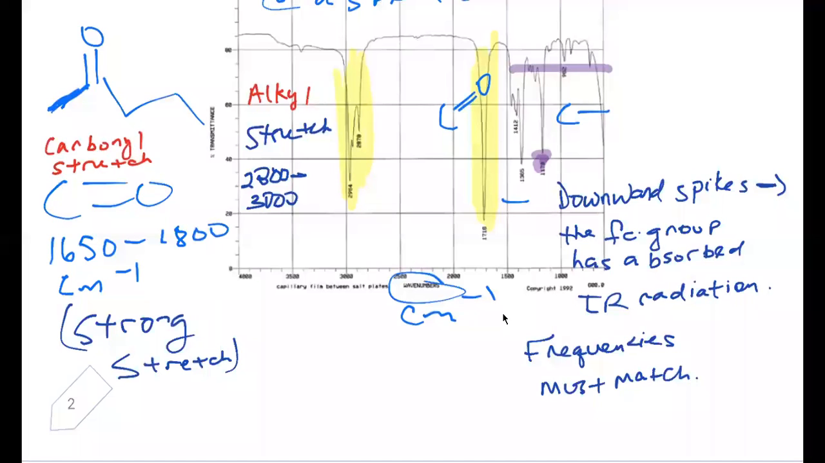Let's go ahead and do the next example. It's freezing up.